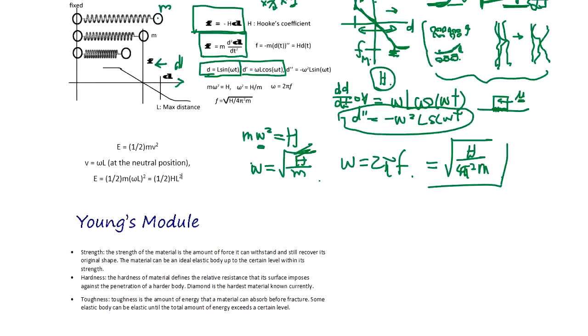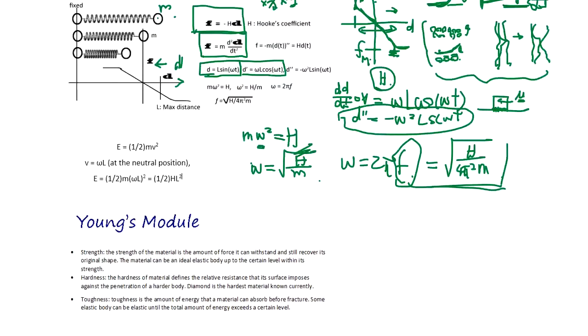So we know how it oscillates. When you stretch it and release, the spring goes back and forth. That's the frequency, going to be this equation.